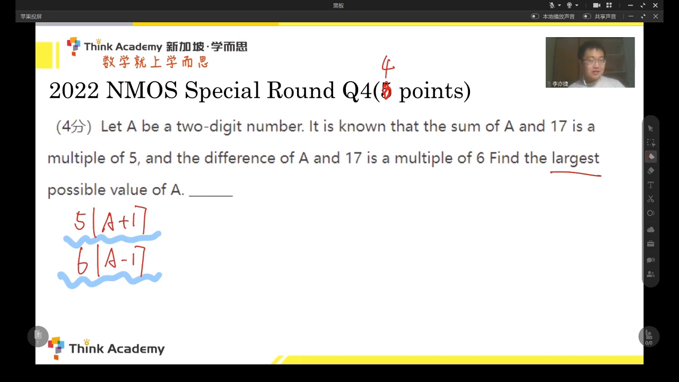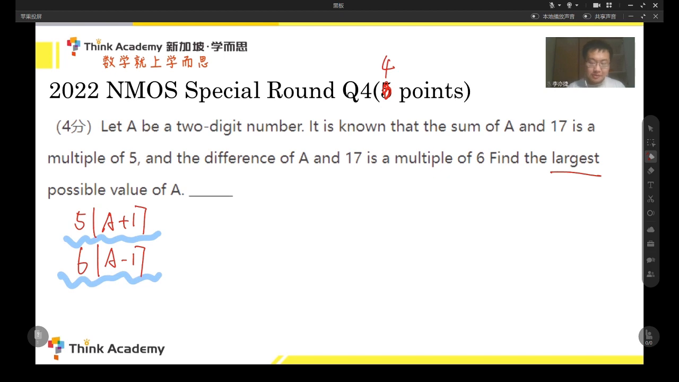So to be smarter, someone may have noticed that A plus 17 is a multiple of 5. So the last digit can either be 0 or 5, which makes the last digit of A be either 3 or 8, right? So then we may list it up for fewer work, maybe starting from 98, then 93, then 88, then 83, right? So then we can find out the answer. So this is actually a way. But I do not want to introduce you this way.